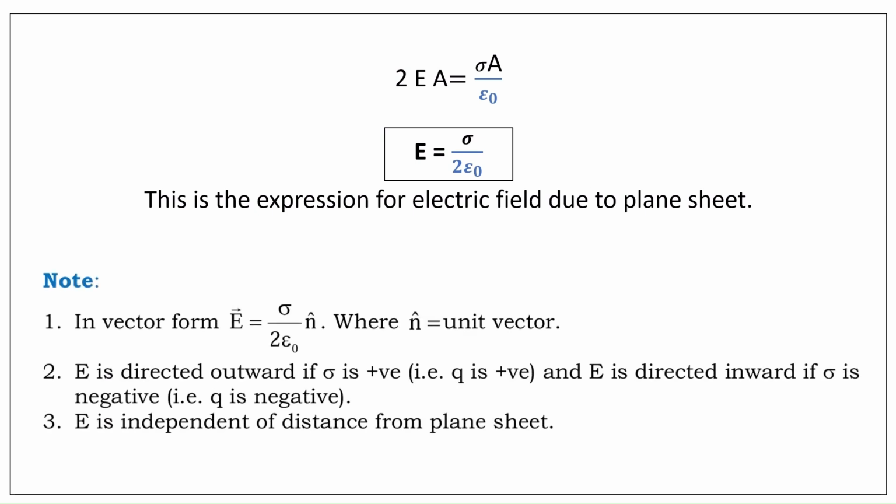Note 1. In vector form, vector E is equal to sigma by 2 epsilon naught n cap, where n cap is unit vector. 2. E is directed outward if sigma is positive, that is Q is positive, and E is directed inward if sigma is negative, that is Q is negative. 3. E is independent of distance from plane sheet.